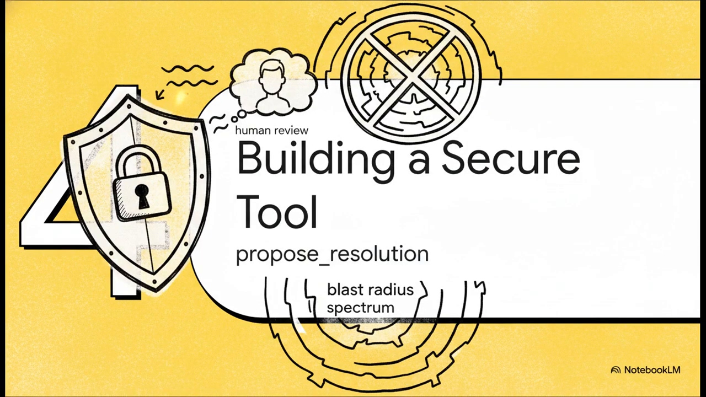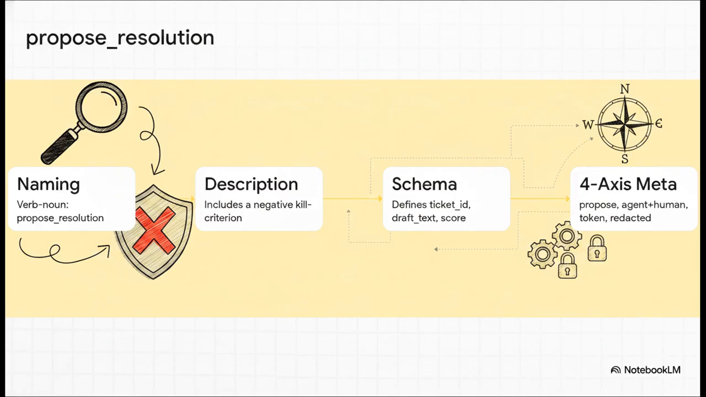Let's put this into practice with part 4, building a secure tool, specifically propose_resolution. Okay, so we're building a tool for drafting replies for human review. Verb-noun naming, check. We map the 4 axes, check. But let's really focus on step 2, the negative kill criterion. By explicitly telling the model when not to call the tool right in the description, we protect against indirect prompt injections that might try to trigger it maliciously. Telling the AI what it shouldn't do is literally just as critical as telling it what it should do.